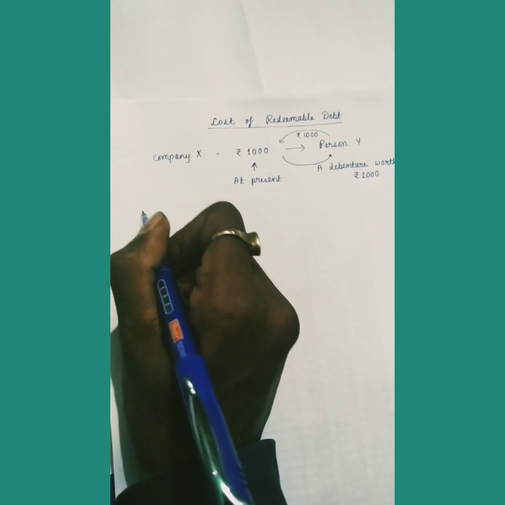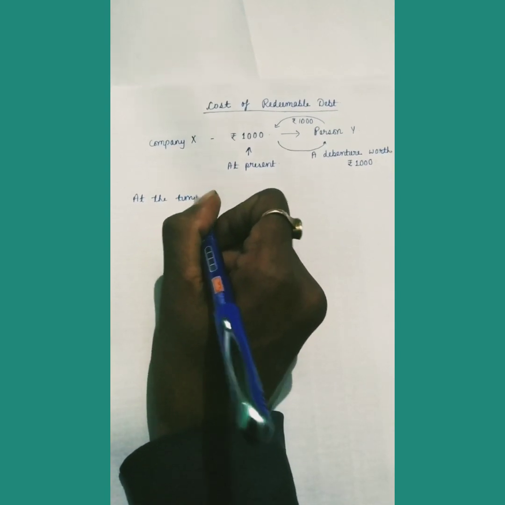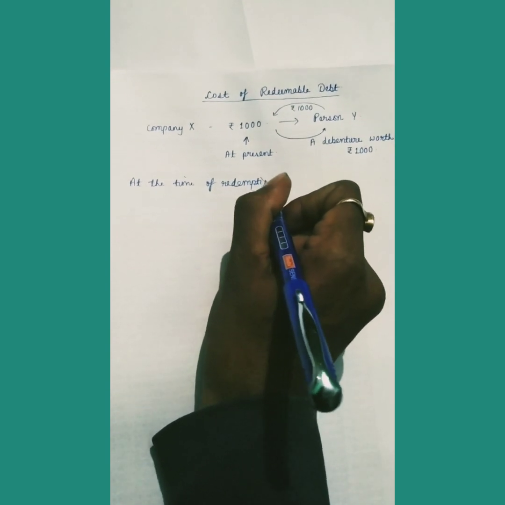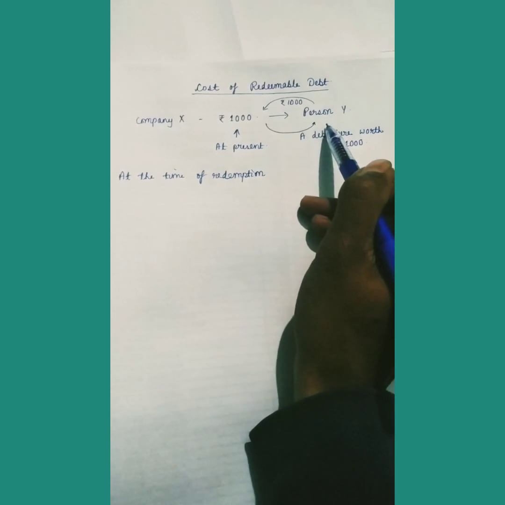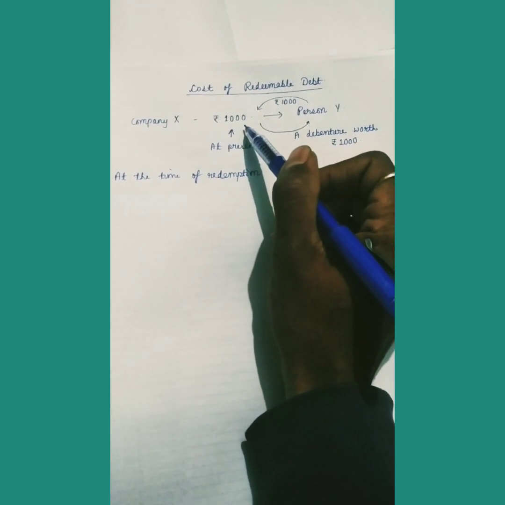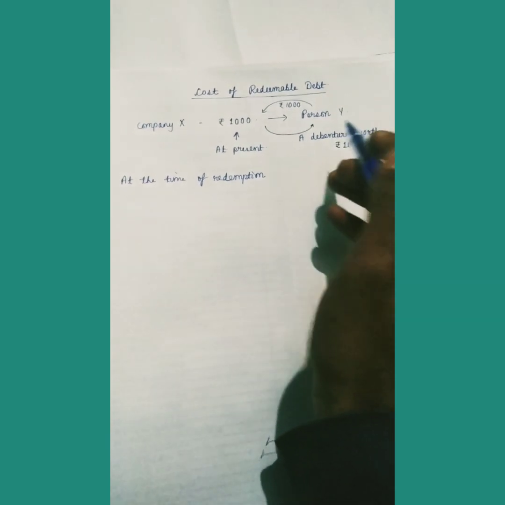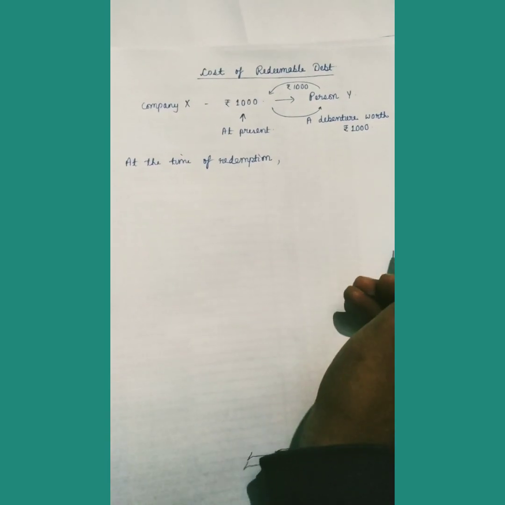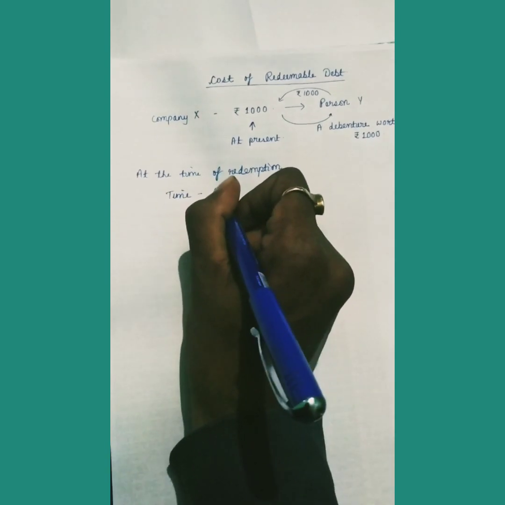So now let's take the case of redemption. At the time of redemption. So what is the meaning of redemption? In the case of redemption, person Y will return the debenture to company X, and company X will pay the redemption value to person Y. Fine. So let us suppose that the redemption period is 10 years.